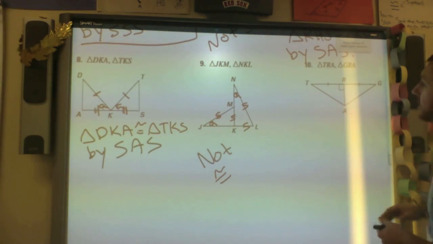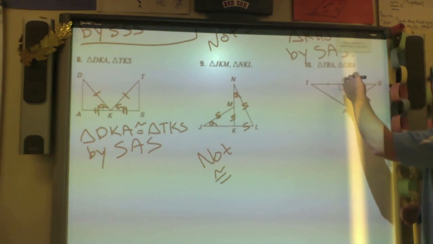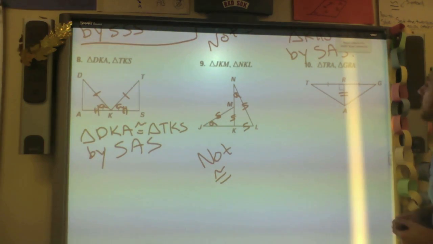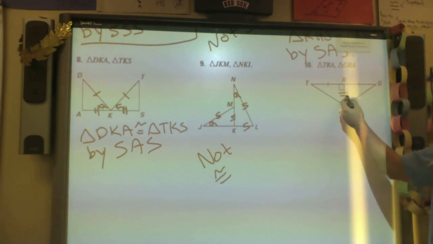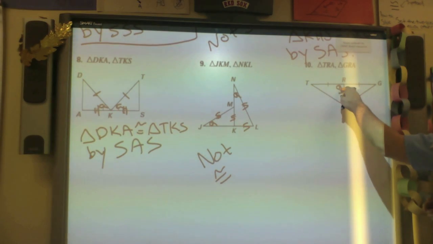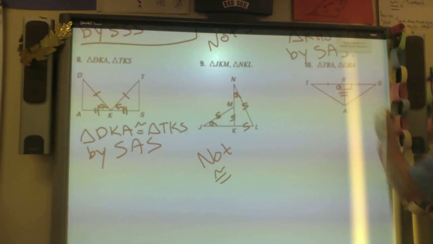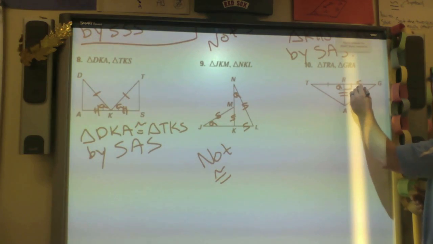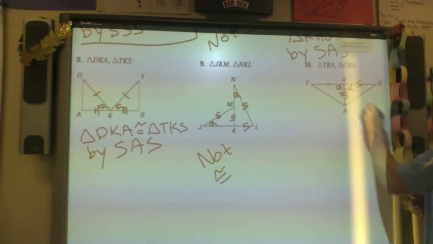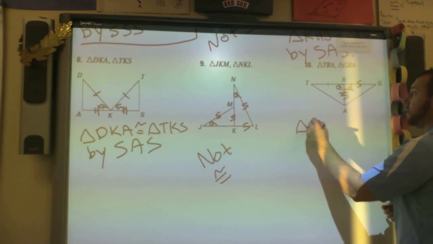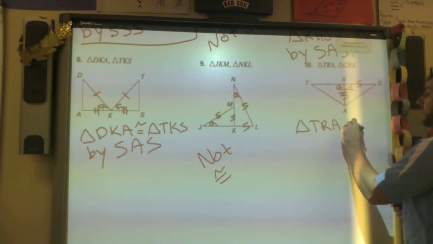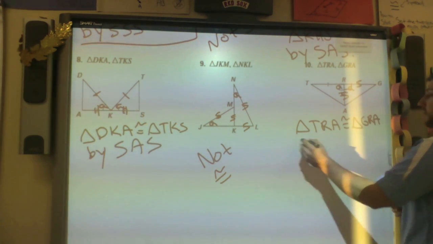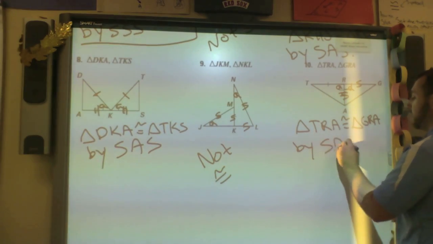And then this, again, I always have to mark that shared side, that fully shared side. Okay? And I have the angle. If this is 90 degrees, the other is 90 degrees. So again, I'm left with side, angle, and then side. So triangle TRA is congruent to triangle GRA by side, angle, side.